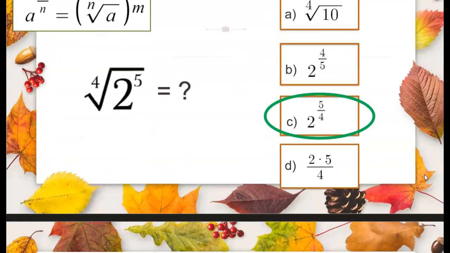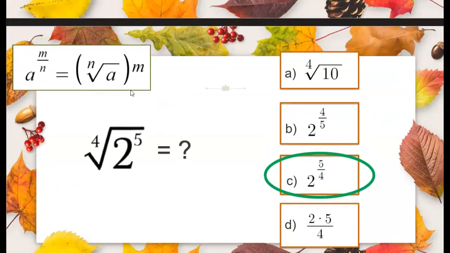This one is C, 2 to the 5/4. So in here, we need to scroll up a little bit. 5 is the m and 4 is the n. So this is raised to the 5th, 4th root. So this is going to be same base to the 5/4. That's C.